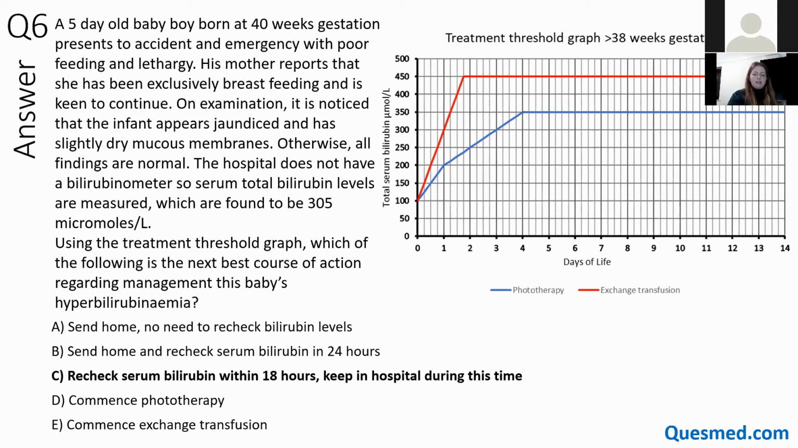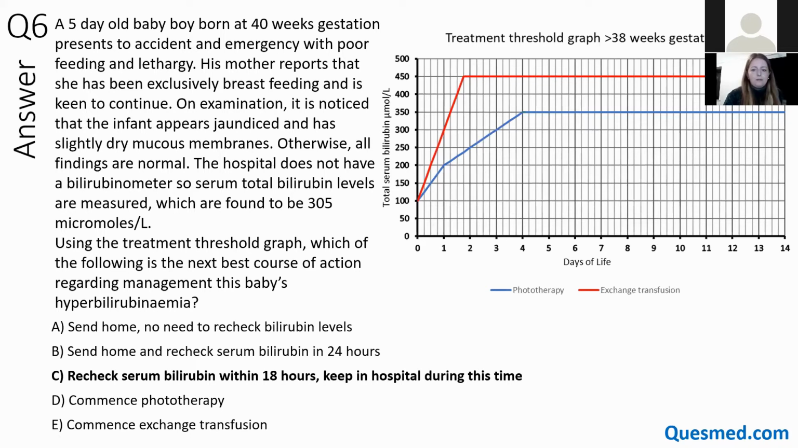But obviously you can tell from looking at the chart, if you use it correctly, that the answer's not D or E, because if we look at it's 5 days old and we go along to 305, you can see that we're not above the blue or the red lines for 5 days. So it's not going to meet the treatment threshold for either of those treatments. But it's just about whether or not you send them home, recheck them, and when do you recheck it.